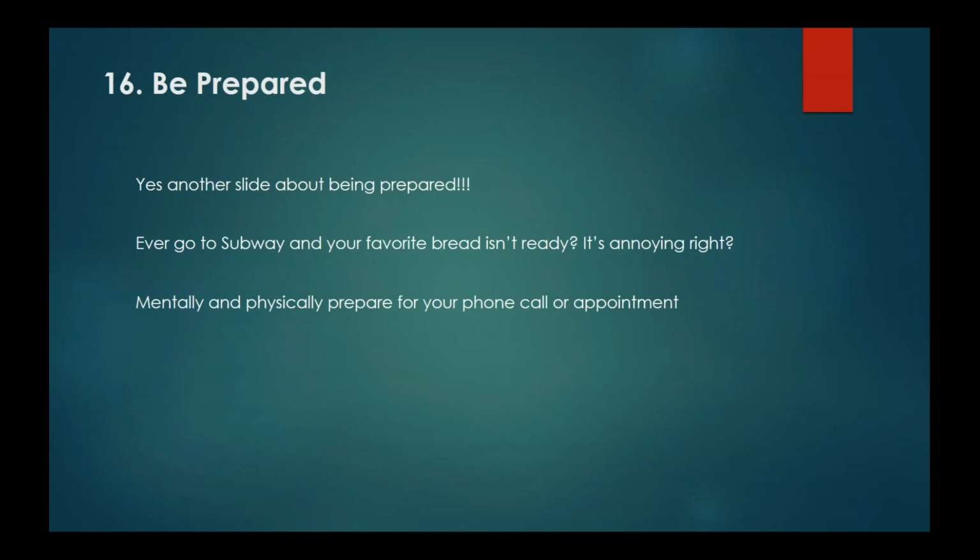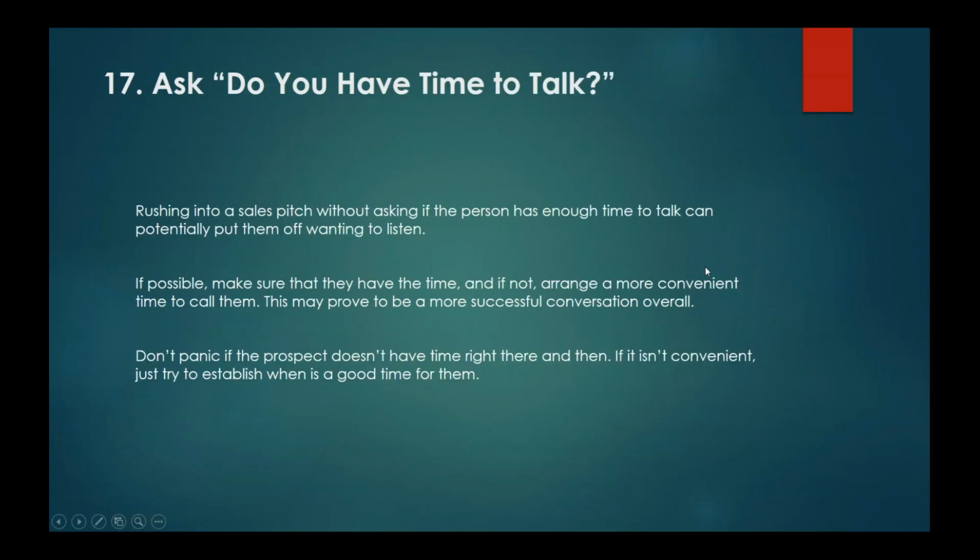And what if they weren't even ready for your question? What if they didn't even have any clue what you were talking about? And you had to reiterate everything, tell them everything again. It's annoying. So be prepared for it, for your appointment or your phone call. Be prepared for both of those things.